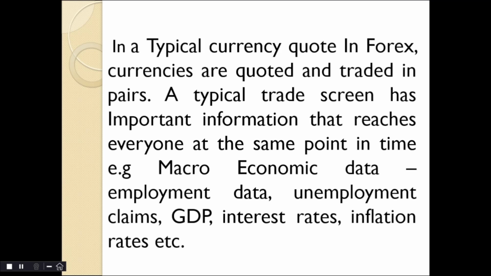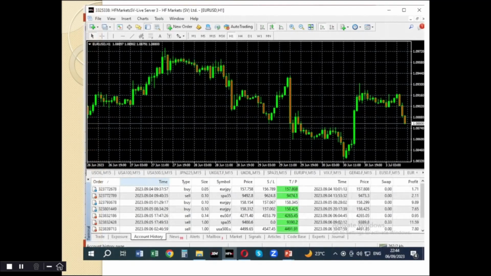And what makes this movement we see are macroeconomic data, for example, employment data, unemployment data, GDP, interest rates, inflation rates, and so on. Those are the parameters used by banks in making the trades move upward and downward. And this is what we are saying. We have earlier seen this chart.